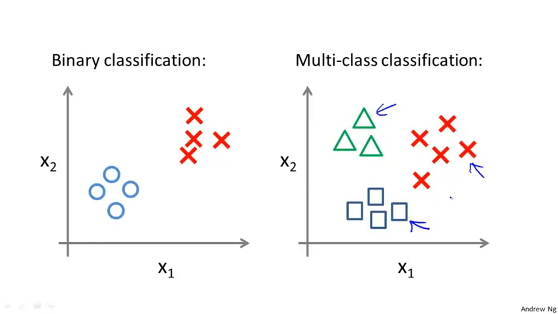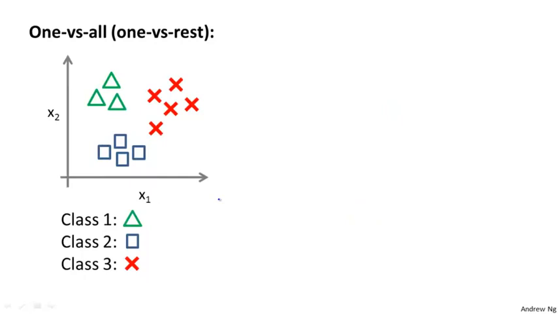We already know how to do binary classification. Using logistic regression, we know how to maybe fit a straight line to separate the positive and negative classes. Using an idea called one versus all classification, we can then take this and make it work for multi-class classification as well. Here's how one versus all classification works, and this is also sometimes called one versus rest. Let's say we have a training set like that shown on the left, where we have 3 classes. So if y equals 1, we denote that with a triangle. If y equals 2, the square. And if y equals 3, then the cross.